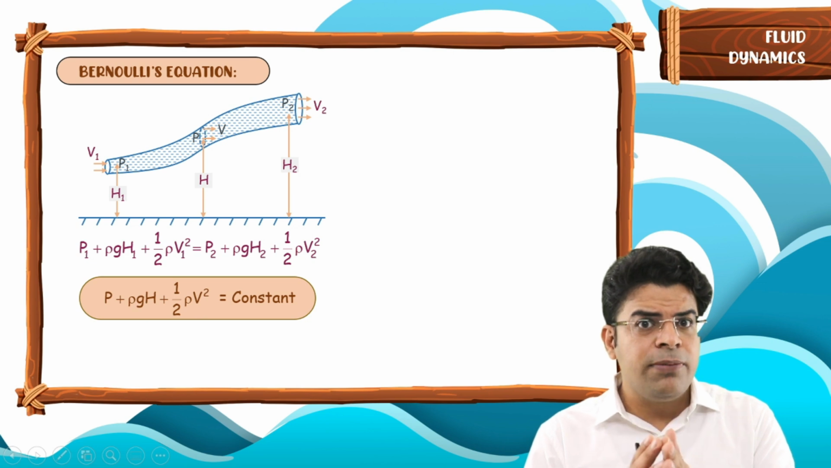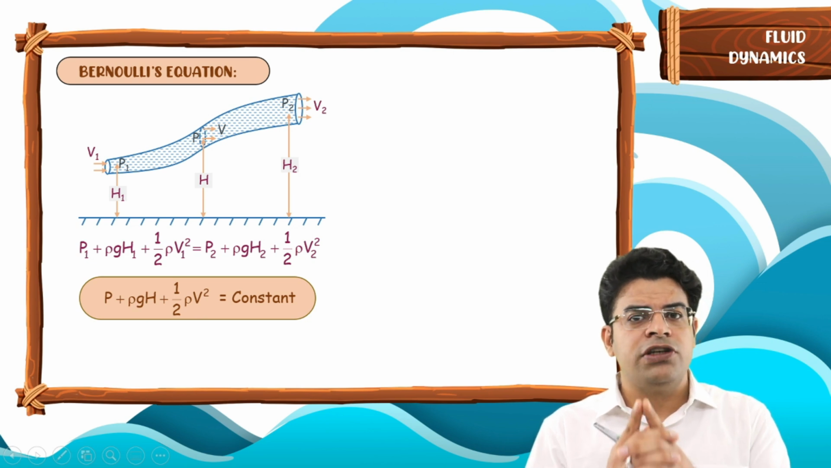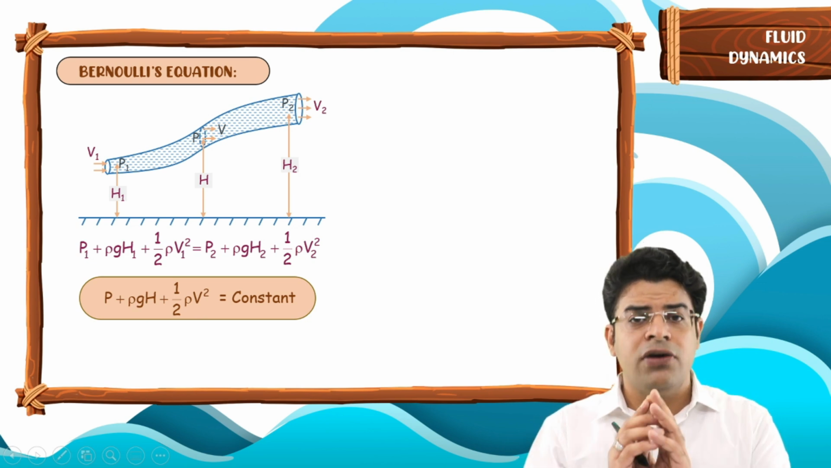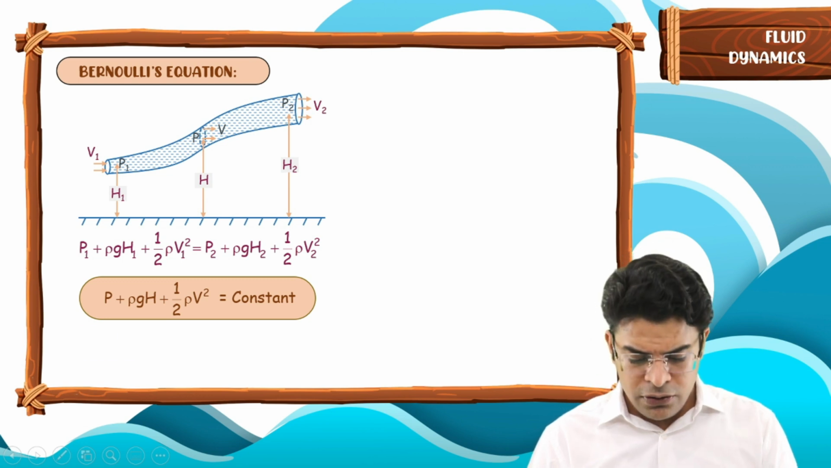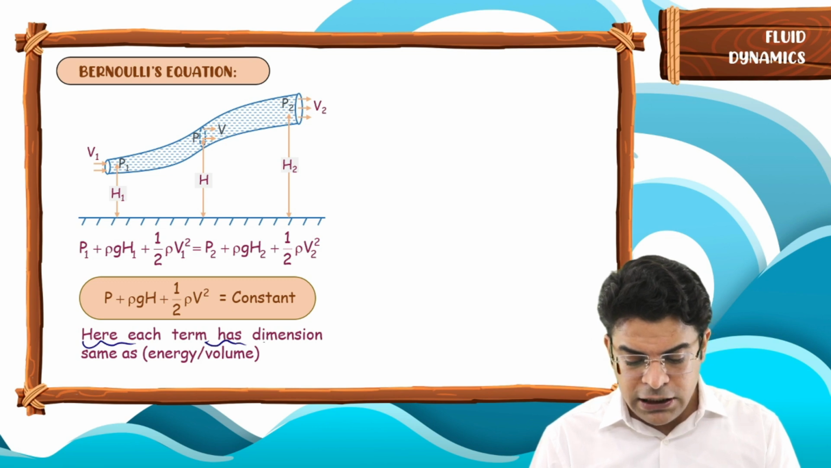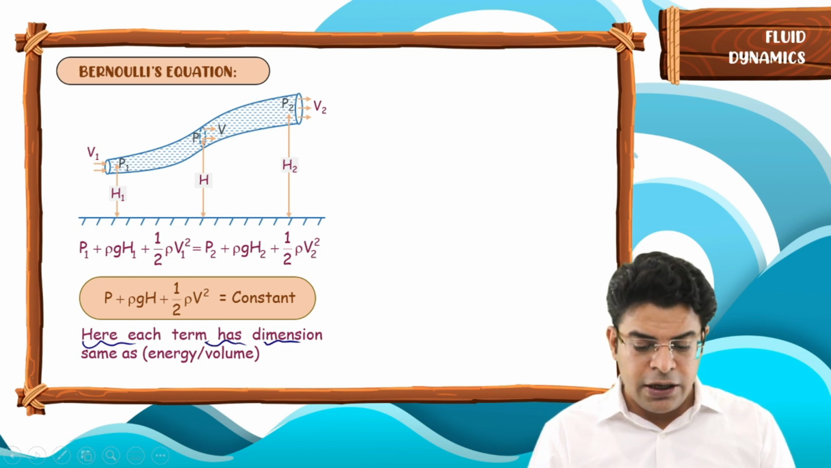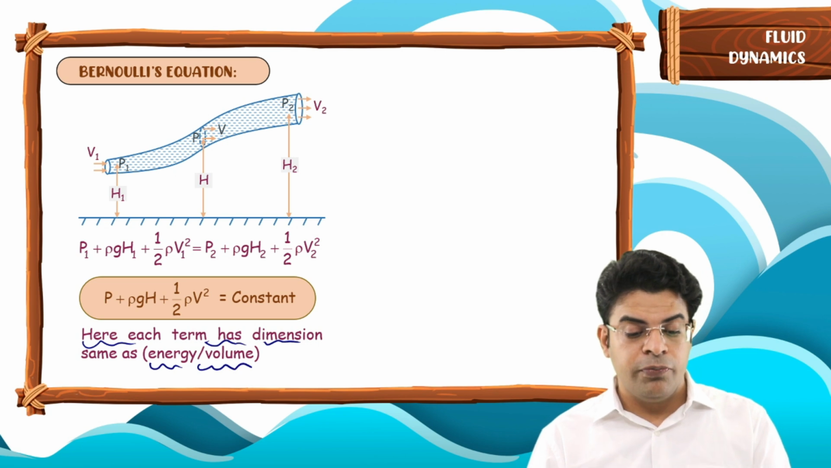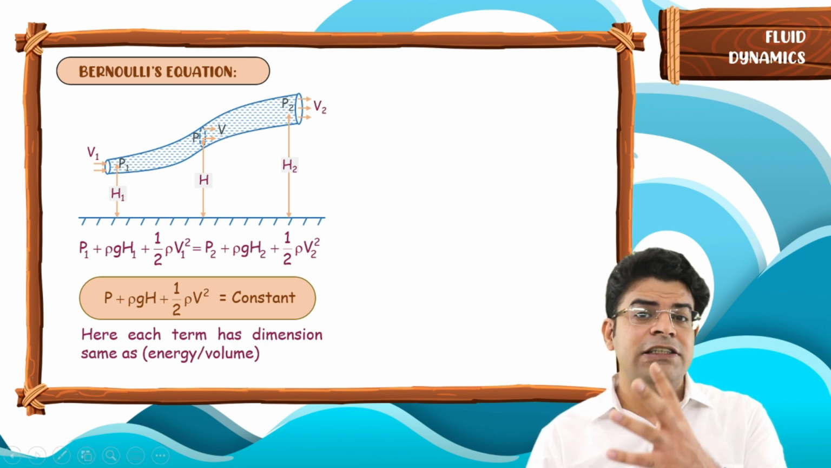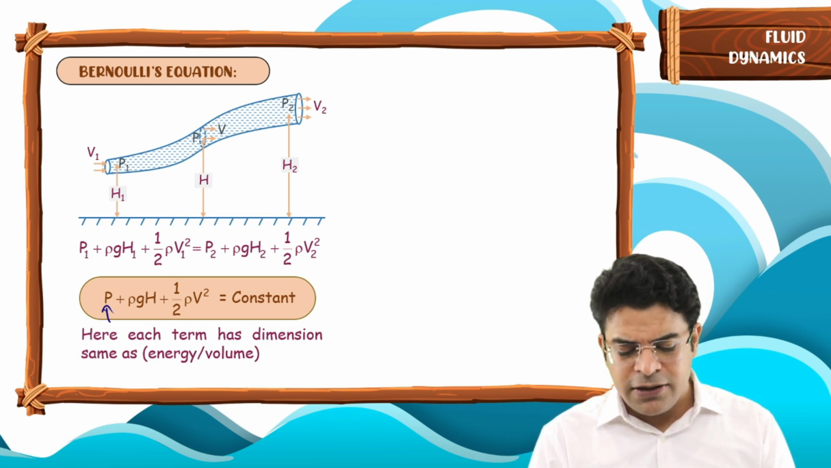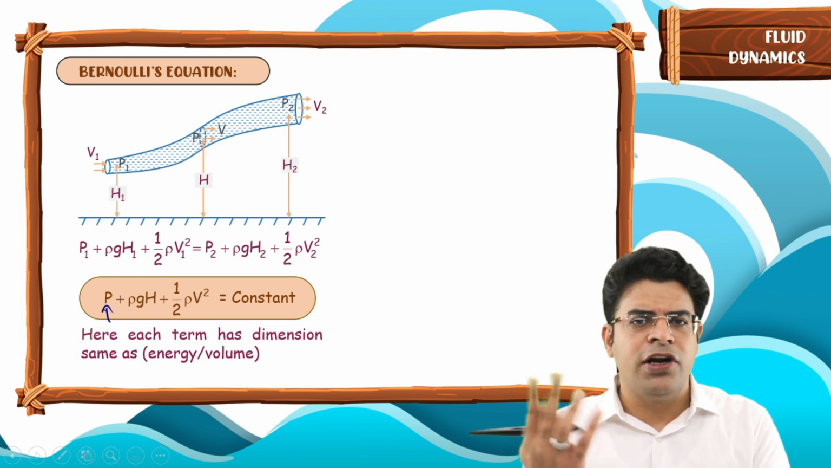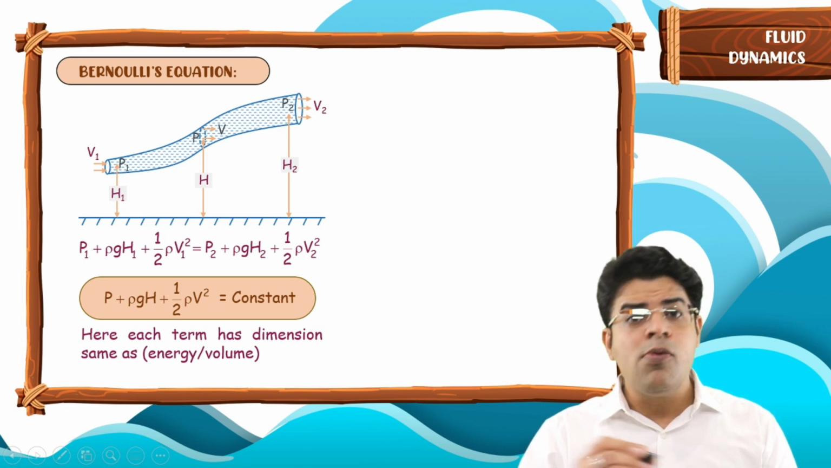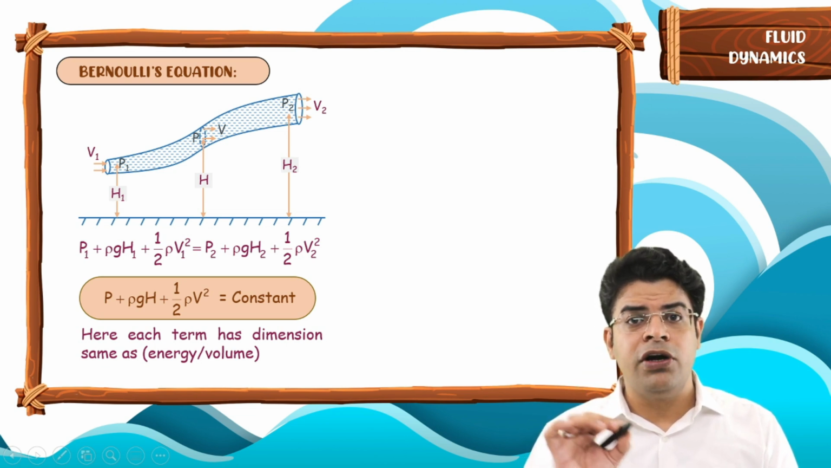So essentially Bernoulli's equation comes from the principle of conservation of energy. It is energy conservation, or you can say it comes from the work energy theorem. Now remember that here each term has the same dimension as that of energy per unit volume. Each term represents energy per unit volume. Yes, the pressure represents work per unit volume, but the work energy theorem tells us that work can be converted into energy. There is one more way to write the same Bernoulli's equation.